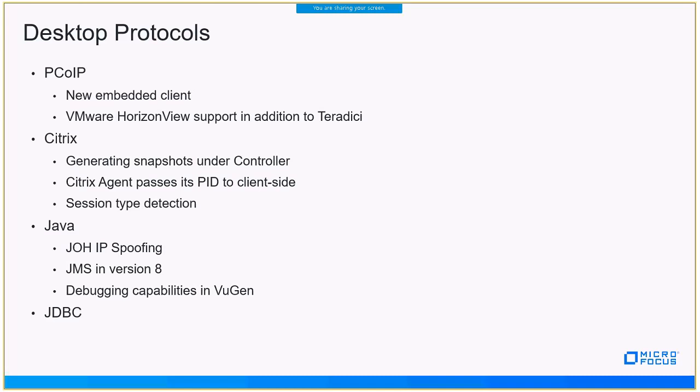In Citrix support, we are generating snapshots on the controller, added functionality to the Citrix agent so it passes its PID to client side, and added session type detection. We've added the support for JDBC connections, and in addition, we've added IP spoofing support for Java over HTTP.